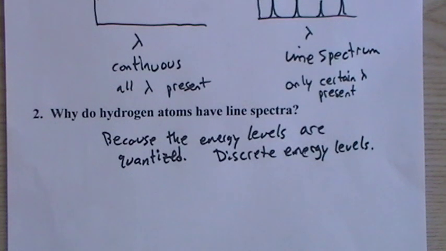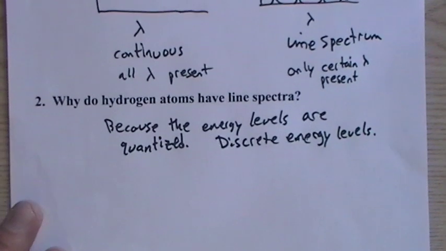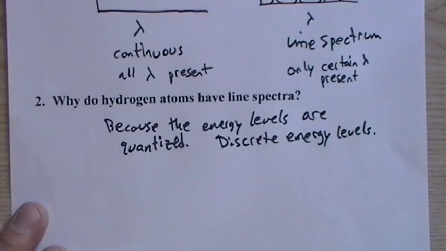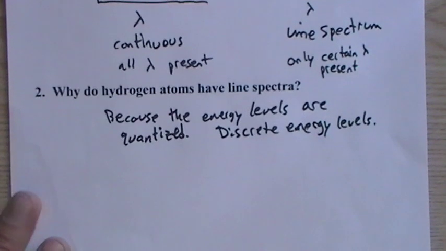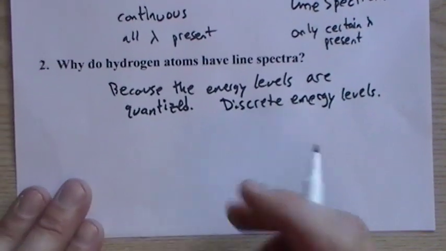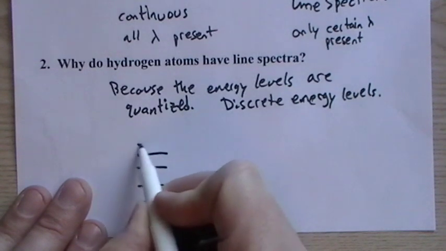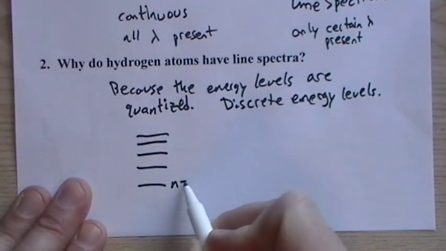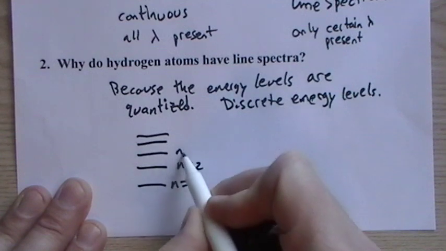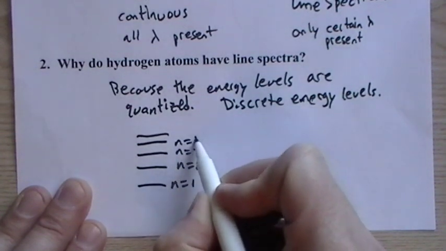It seemed that a bulk of material could give off any wavelength of energy depending on what you put into it, or how hot it was. When it did emit energy, it gave it off in every kind of wavelength. But when you took a particular element and isolated it, you'd find that it had this line spectra, and that's because there are only certain energy levels.